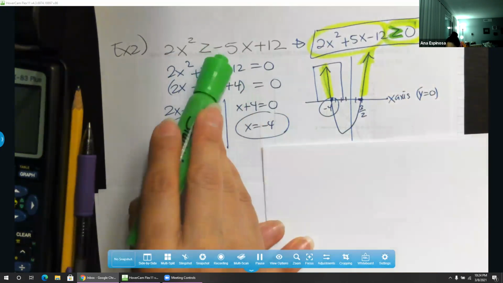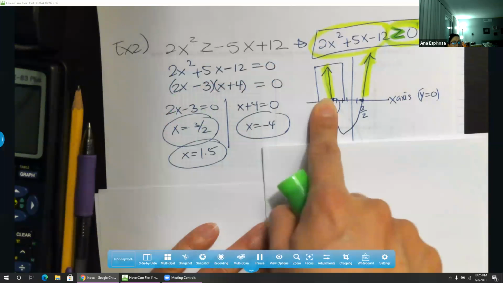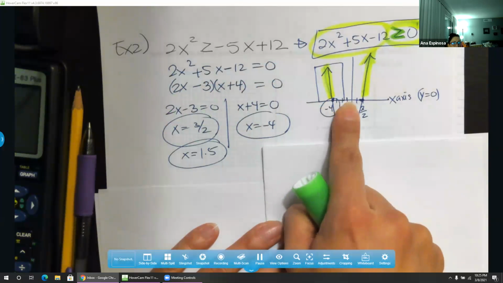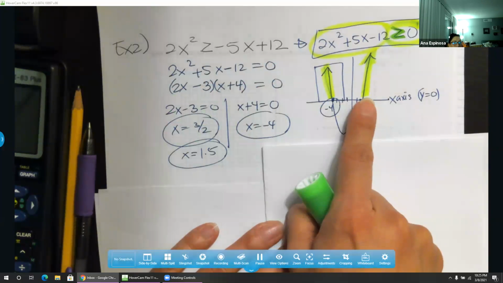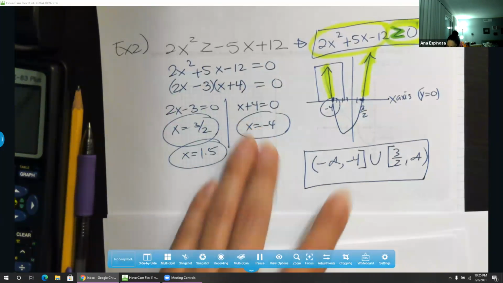You would say it's coming from negative infinity, because you always read them left to right, from negative infinity all the way to -4, and there's a gap, so you would put a U, and it picks it back up on 1.5 all the way to infinity. And that's why the answer is this.